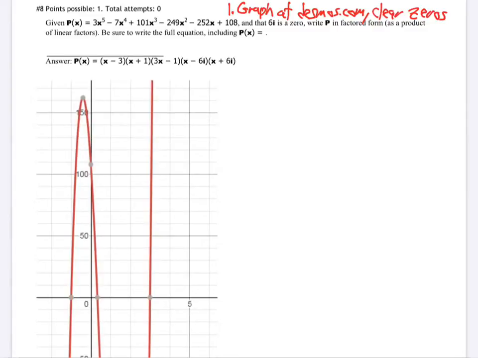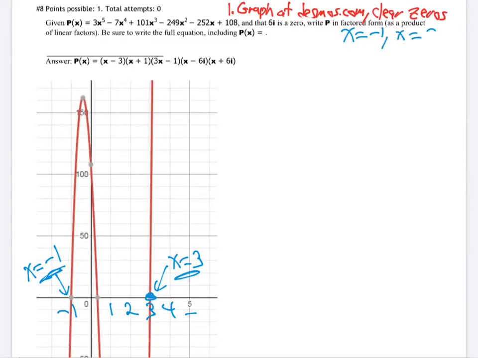Actually, there's a couple of them, huh? So this is 1, 2, 3, 4, 5. So right there at 3. And then right here, this one's at -1, isn't it? So we have 2 clear zeros on the graph. X equals -1 and x equals 3. Okay, x equals -1. Here, let me put it over here. X equals -1, x equals 3.